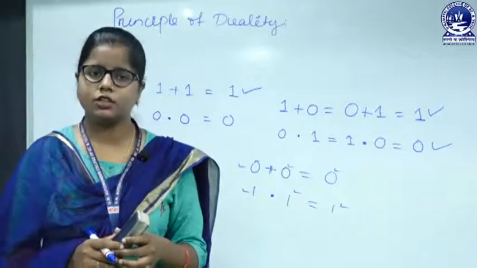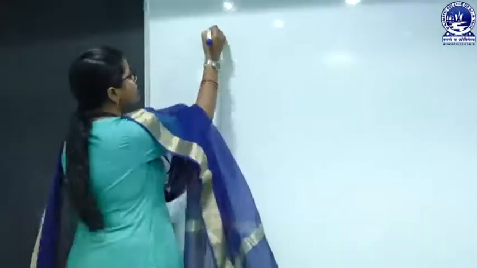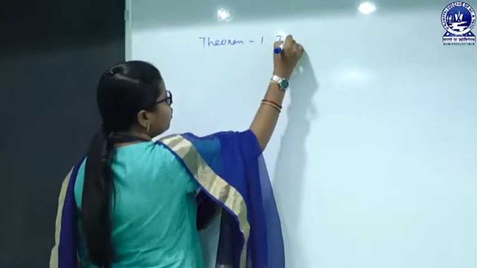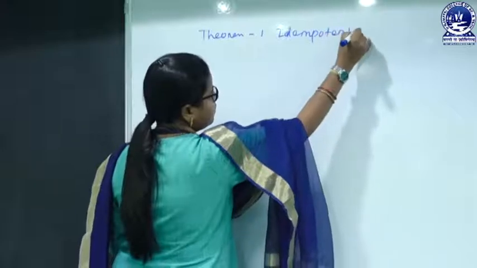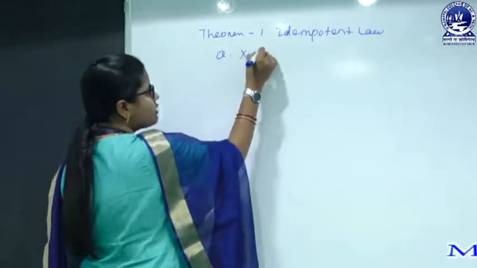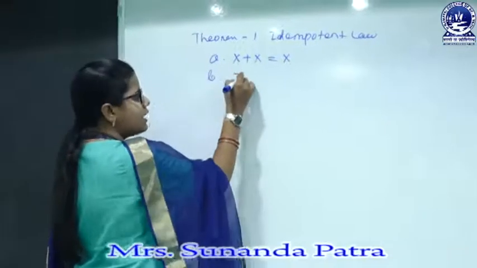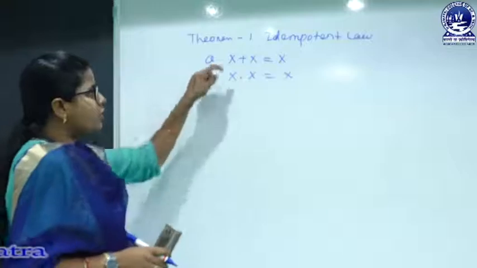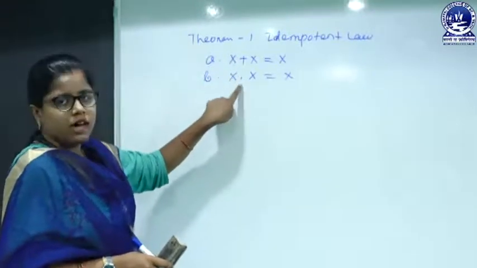So let's have a discussion on some basic theorems of Boolean algebra. So theorem 1 is the idempotent law. The idempotent law says x plus x equals x, and the dual is x dot x equals x. So here we are exchanging the OR operator with the AND operator.